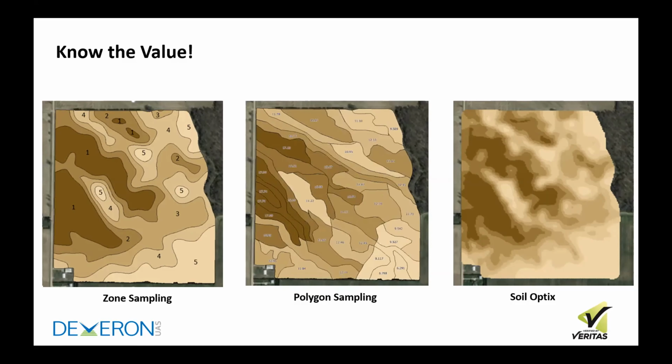Now, another option, very similar to zone, but a little more detailed and more in depth, is the polygon sampling. So you can see here that these zones, similar to the zone sampling, are created to the field variation. The zones are then sampled individually, and they are put in individual bags sent to the lab to measure that variability as accurately as possible.